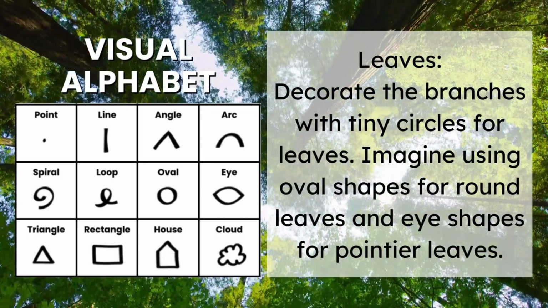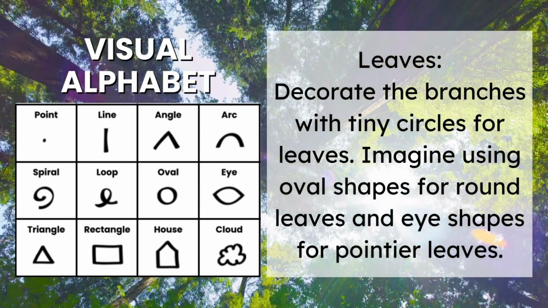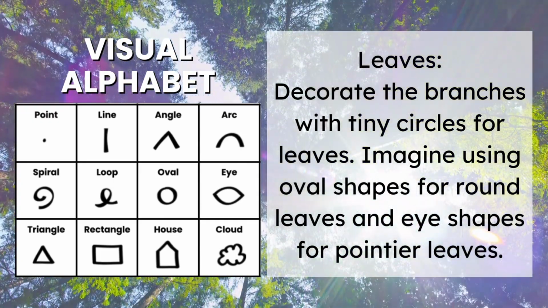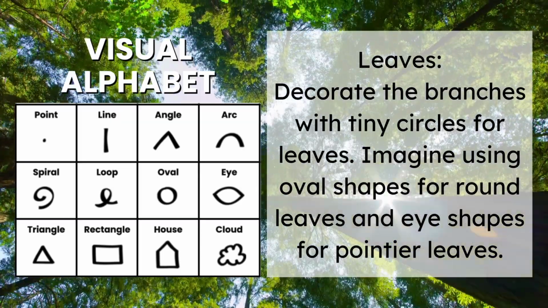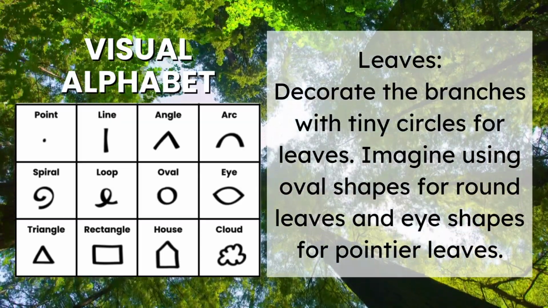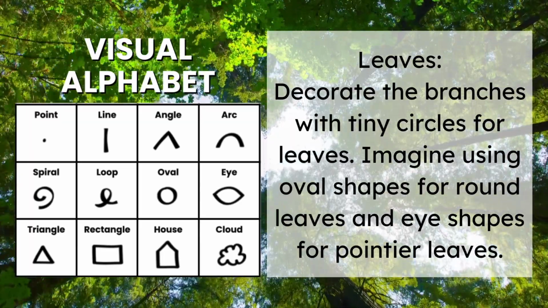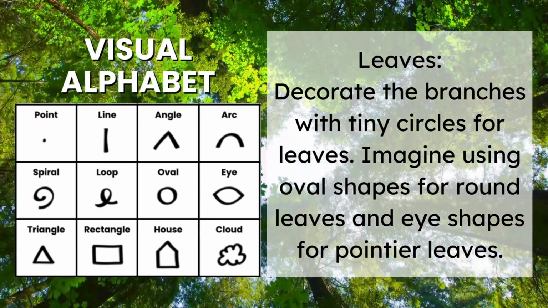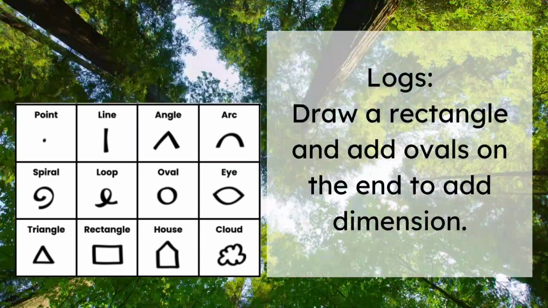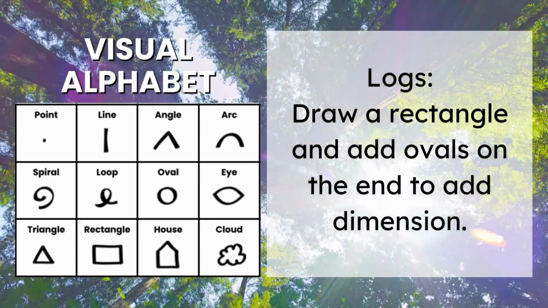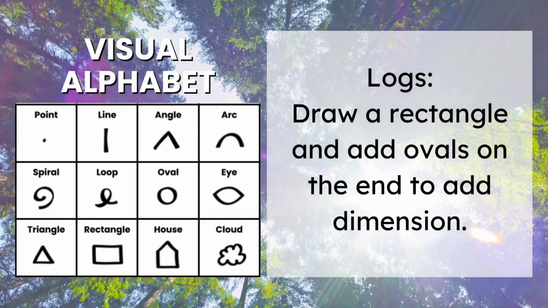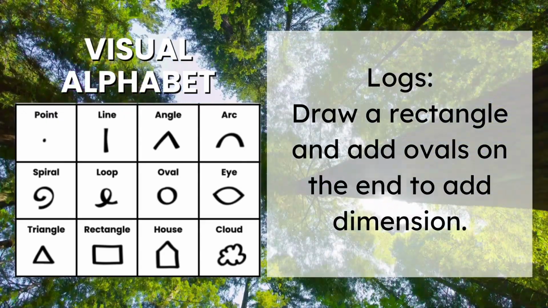Let's add some leaves to our branches. Decorate the branches with tiny circles for leaves. Imagine using oval shapes for round leaves and eye shapes for pointier leaves. Finally, let's add some logs on the ground. Draw a rectangle and add ovals on each end to add dimension to your log.